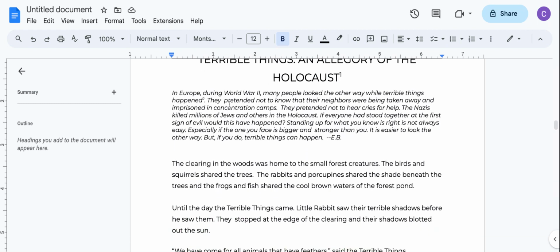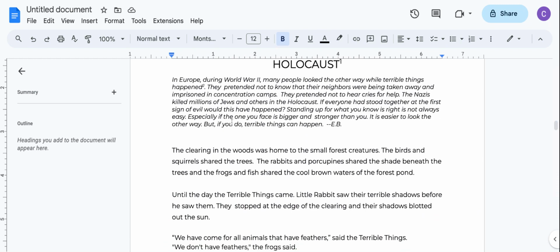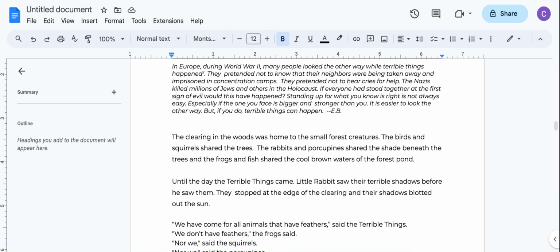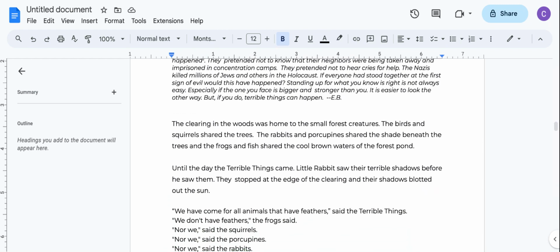In Europe during World War II, many people looked the other way while terrible things happened. They pretended not to know that their neighbors were being taken away and imprisoned in concentration camps. They pretended not to hear cries for help. The Nazis killed millions of Jews and others in the Holocaust. If everyone had stood together at the first sign of evil, would this have happened?